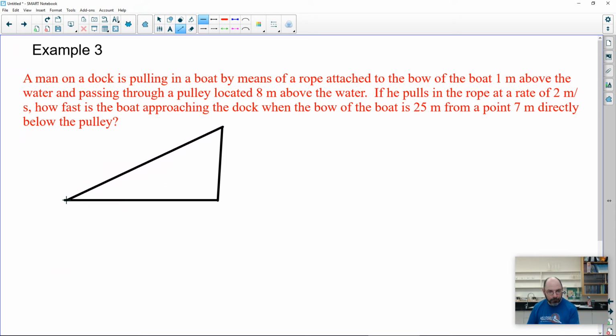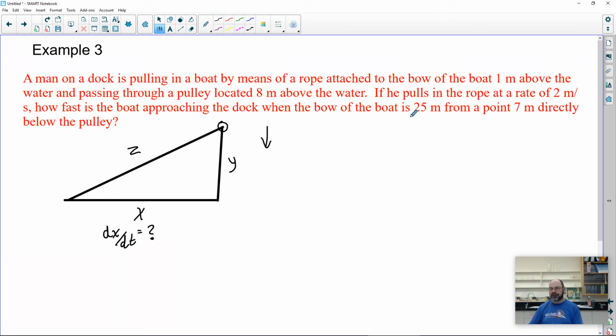Then here we go. This is a right angle. So here's our pulley, and he's pulling down on this at a rate. We'll call this one Y, this one Z, and this one X. So we want dx/dt. We want to find the rate at which the bow is approaching the boat. We don't know that. Now he's pulling down here at a rate of 2 meters a second.